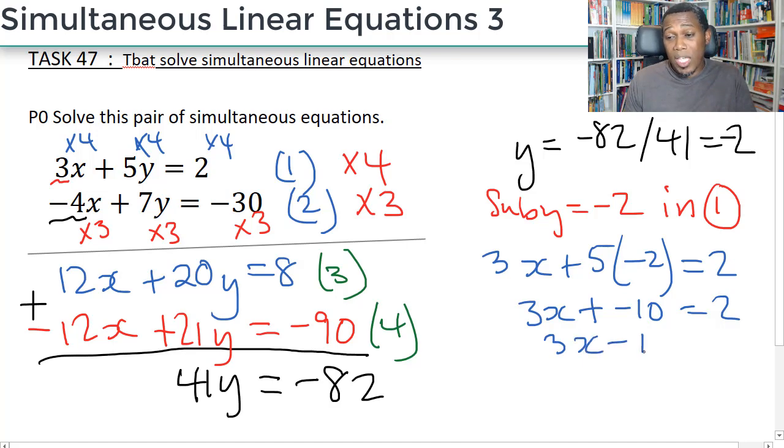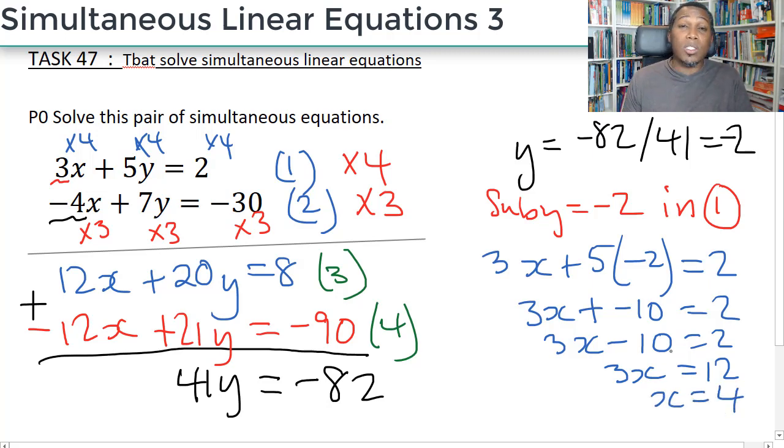So it's 3x take away 10 equals 2. That means that 3x is equal to 12. The minus 10 goes on the other side, and it becomes positive. So 3x equals 12, and that means we have x is equal to 4. So the value of x is equal to 4. So we got 4, we got y equals minus 2.